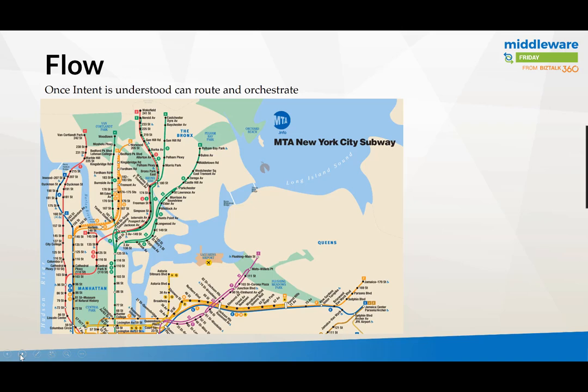So look at flow in the same way, in the sense that a customer comes in and says, my lights are flashing. Well, there's some sort of power outage going on. So flow is then going to direct that traffic over to the field services group that can actually help address your power outage scenario.